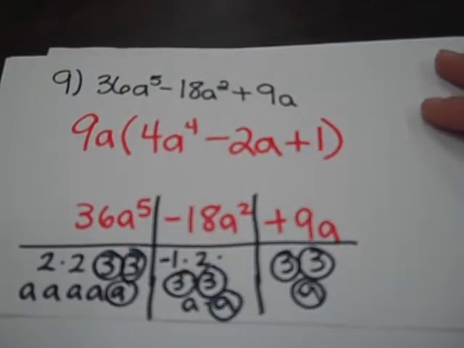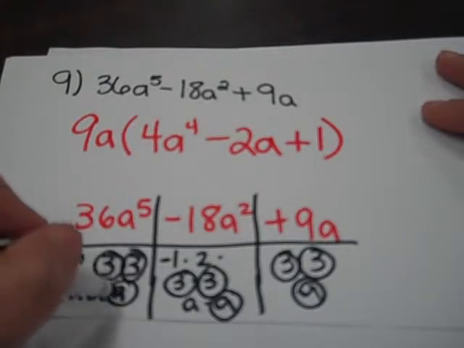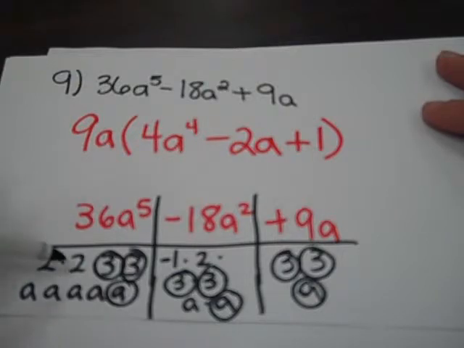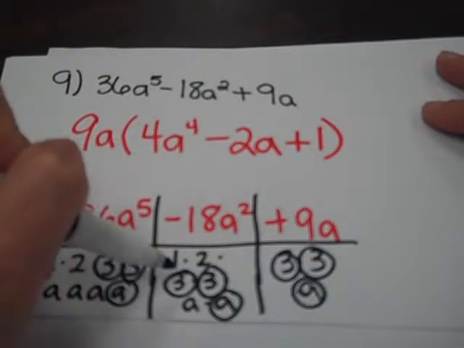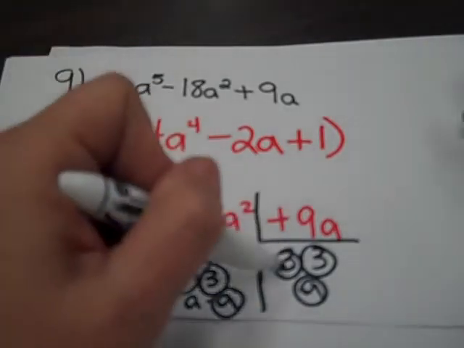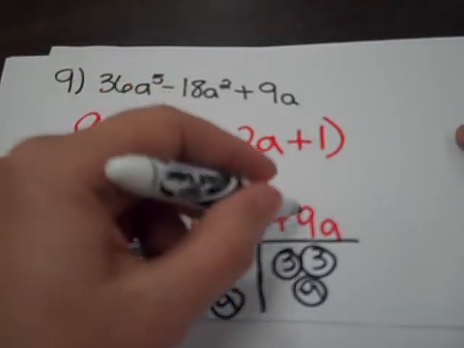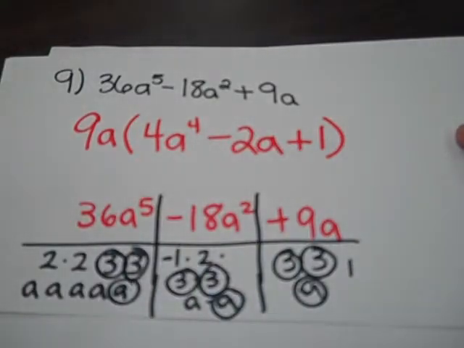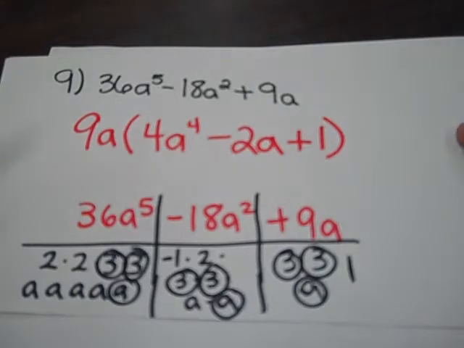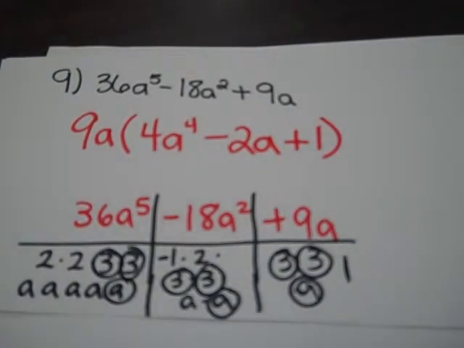Nothing else matches. I have 3 times 3 is 9, times a is 9a, like right here. 2 times 2 is 4, and there are 5 a's, 4a to the 4th. Negative 1 times 2 is negative 2, times a is negative 2a. When we have circled everything, I could have still multiplied all of this by 1, and nothing would change. There's always going to be something left, and if you've circled everything, it will be 1. So this is where my 1 is.